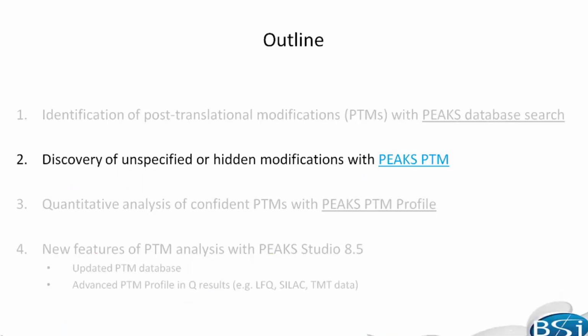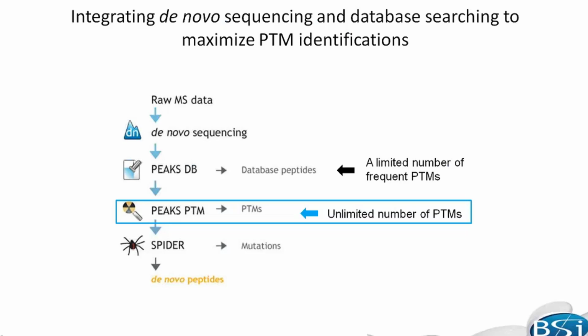Right, so with all that in mind, we can start to look at hidden and unspecified PTMs with our PEAKS PTM tool. Here's just a quick review of the full analysis pipeline of PEAKS. You load in your raw data, de novo sequencing is performed on all your spectra, then we do our de novo assisted PEAKS DB search, and then you can include this optional PEAKS PTM search.